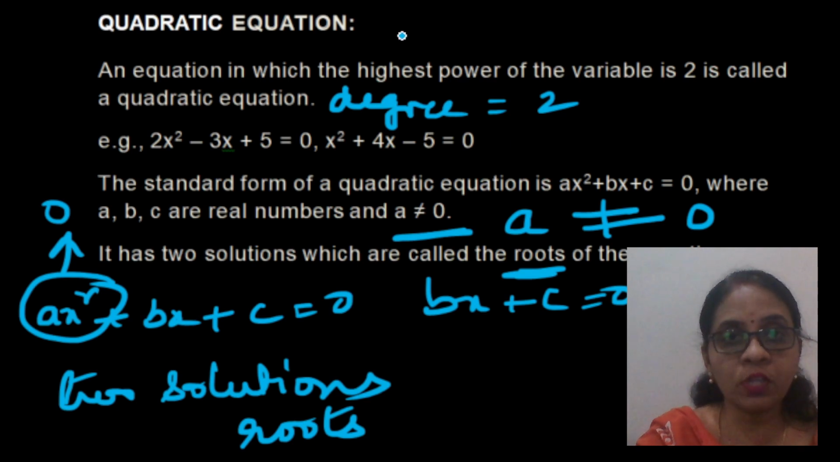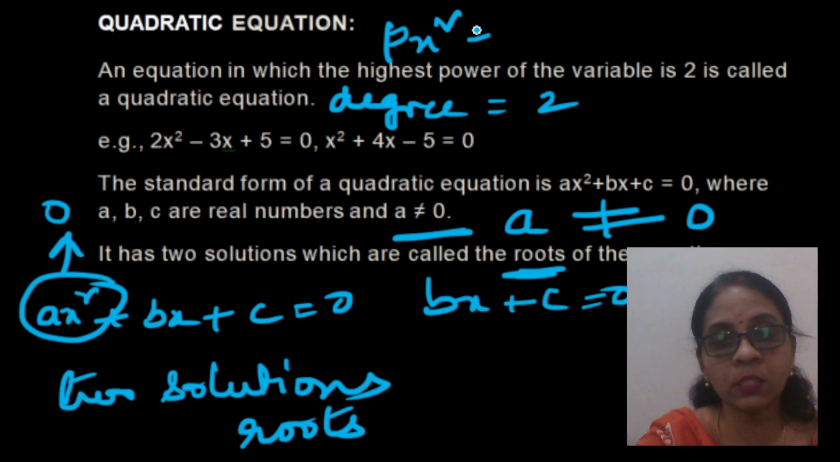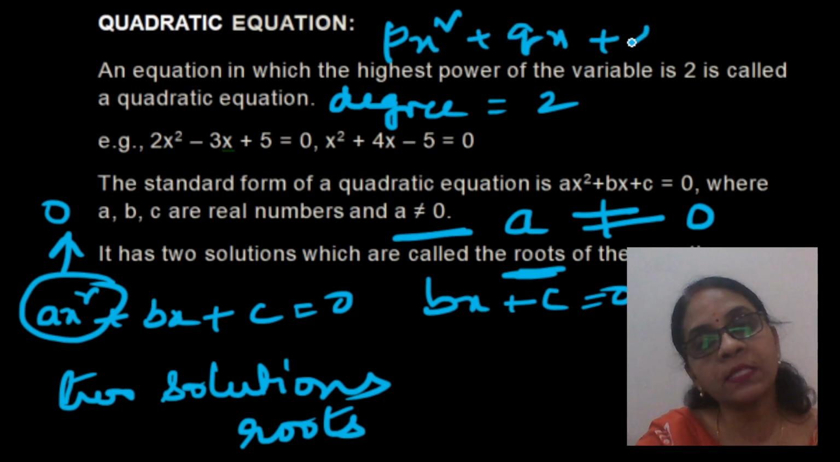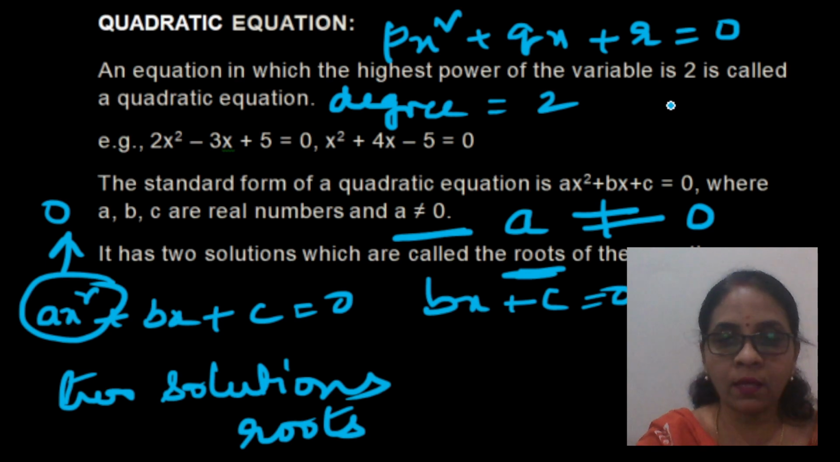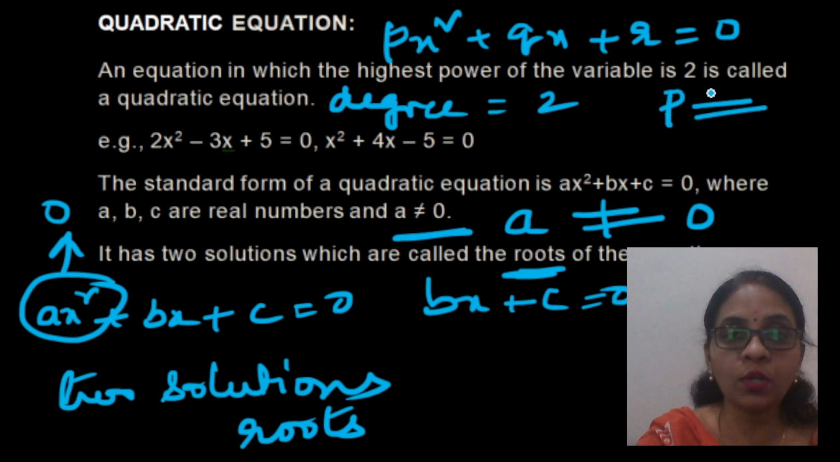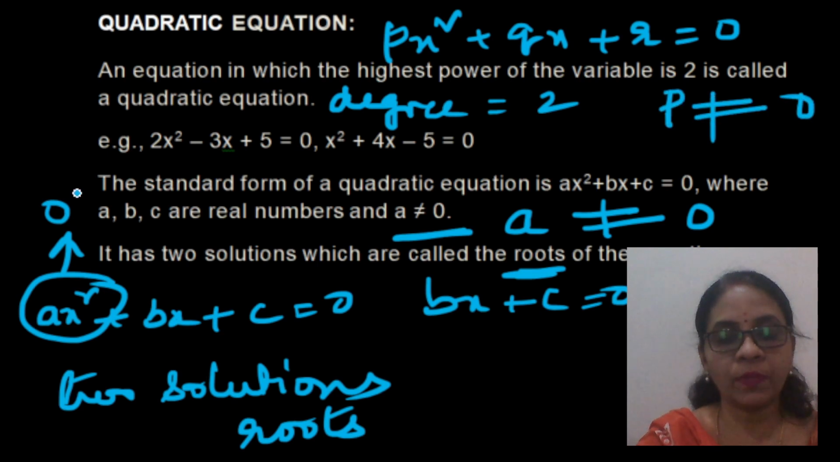Now say suppose your quadratic equation was px square plus qx plus r is equal to 0. Here we can say p, q and r, these are real numbers, and for this particular equation p should not be equal to 0. So you can expect such basic questions now, because you have objective multiple choice questions. You should know a little bit of theory part as well. Okay. So this is about the introduction to quadratic equation.